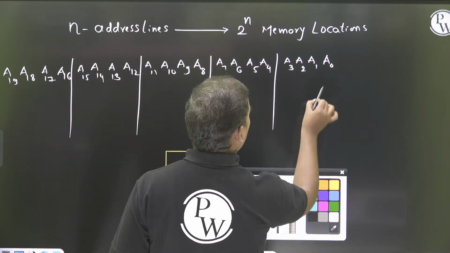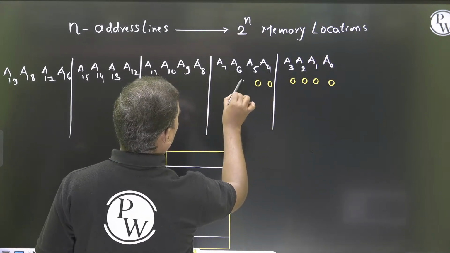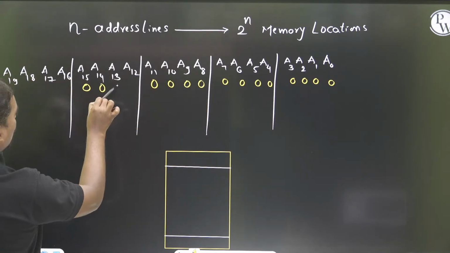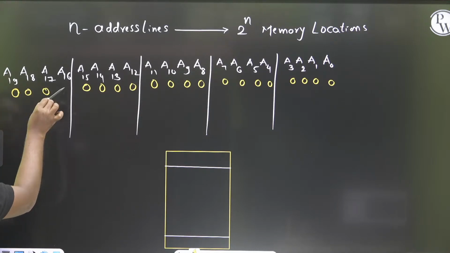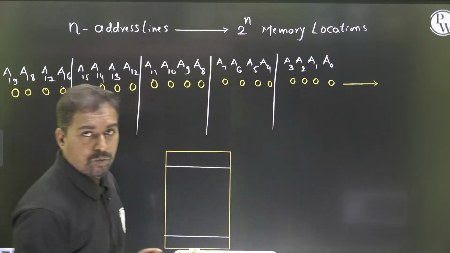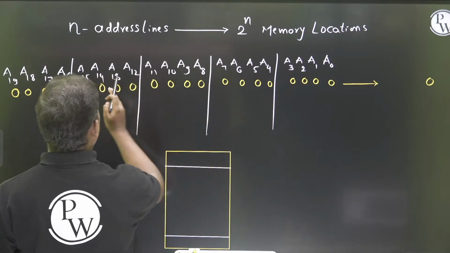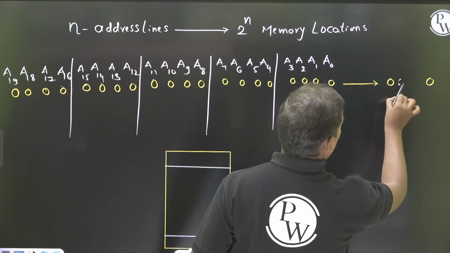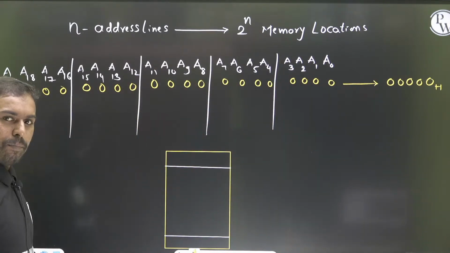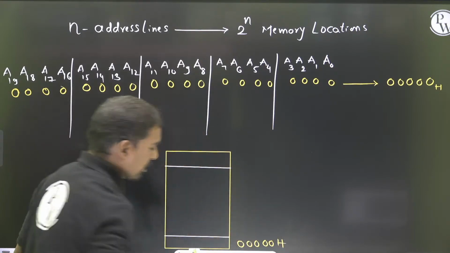So the minimum address is all zeros, 20 zeros. In hexadecimal format, 4 zeros as one hex digit, this is 1, 2, 3, 4, 5 zeros in hexadecimal. Okay, na? Then the maximum address location. So this is the minimum address location.